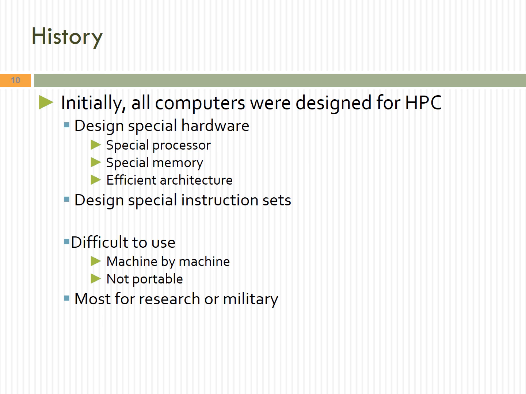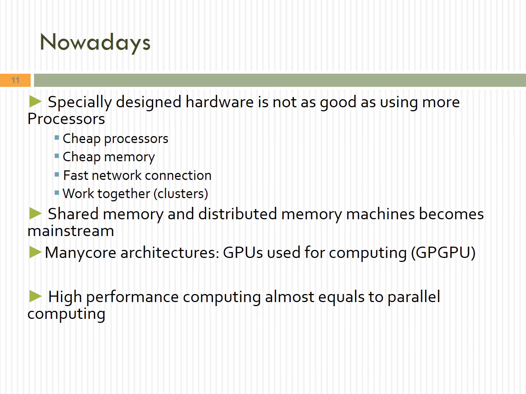For the history, initially all the computers were designed for HPC. HPC means high performance computing. They were all designed with special hardware: special processors, special memory, and efficient architecture. All of the HPC machines were designed with special instruction sets. HPC was difficult to use because it was machine by machine and not portable. As you know, all the computers from early stages were very big in size, and mostly used in research or in the military.